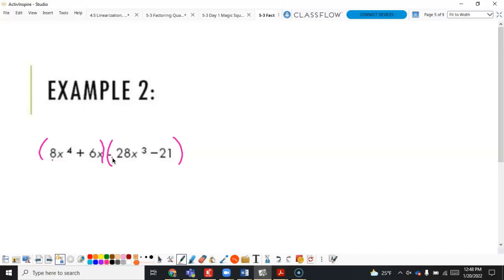So the GCF of 8 and 6 is 2. X to the fourth and x is x. Leaving 4x cubed plus 3.